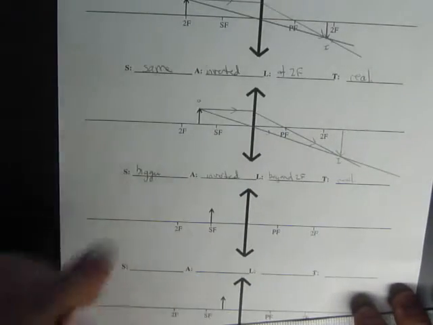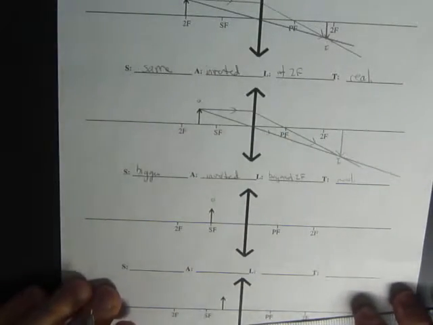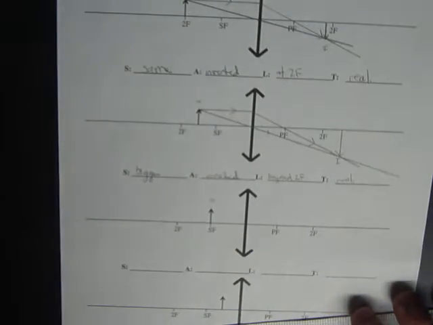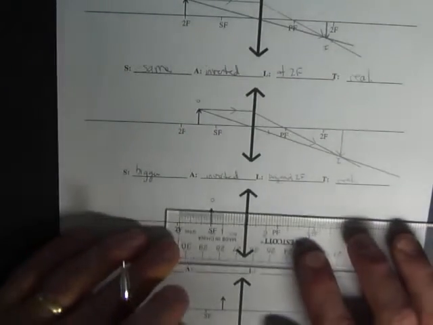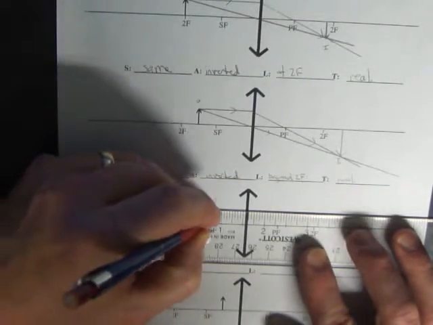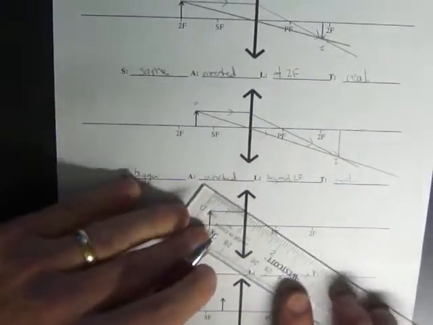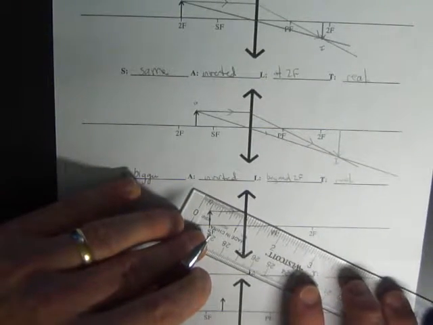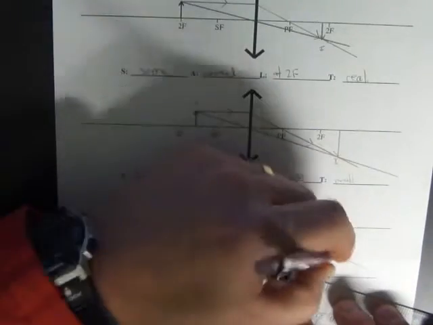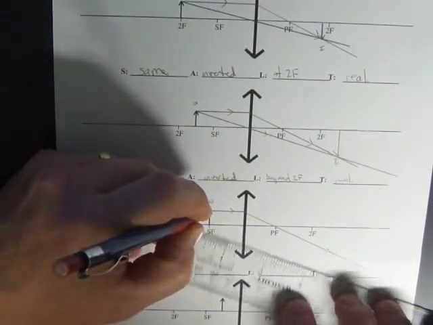Let's now move to 2F itself. We've got the object right on the focal point. Use the same two rules that we've been using all the way along. You don't have to wait for me. A ray that comes in parallel goes through the F. A ray that goes through the center.